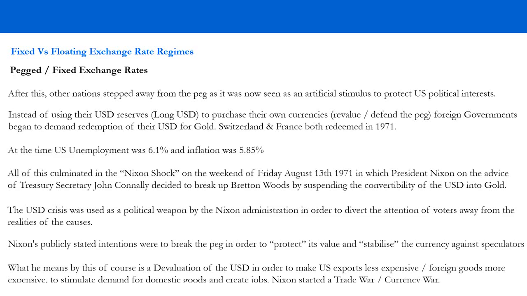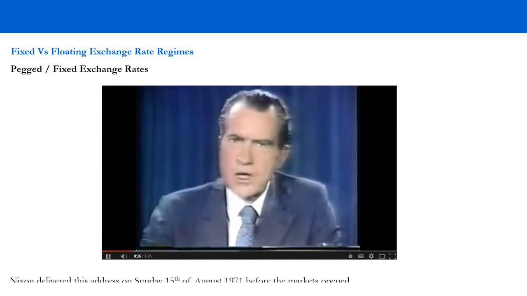So in order to make US exports less expensive and foreign goods more expensive, to stimulate the demand for domestic goods and create jobs. Essentially what they did by breaking the Bretton Woods system was to start a trade war or currency war. And we're going to watch a video now, which is Nixon's address to the nation, which was made on Sunday, 15th of August, 1971, before the markets opened.